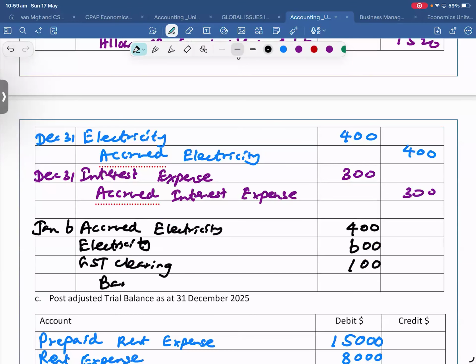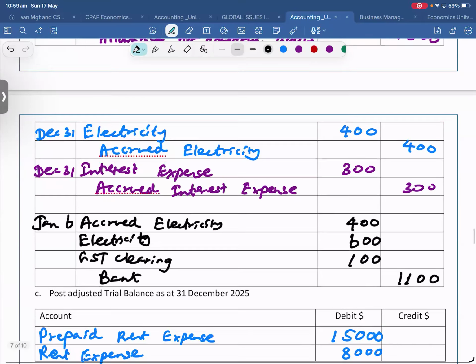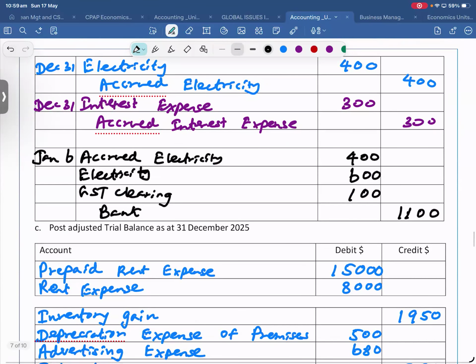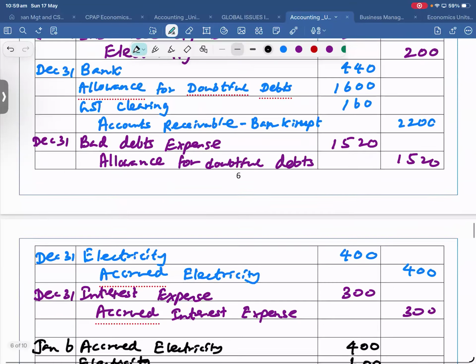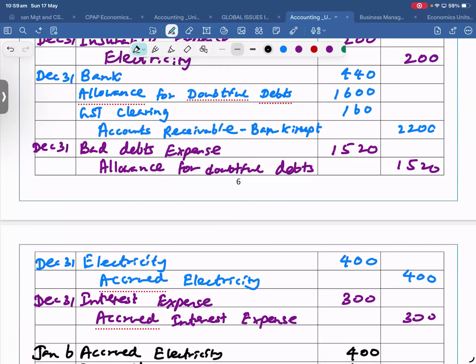800. But this one, guys, don't update any ledger account. Why? Because it happens on the January 6th, next period. So you don't have to update this one for any year. So that's why I use a different color. Now we are done with the adjustments. Now what can I do? Let's start from the beginning. We started from the middle. Now we start from the beginning.